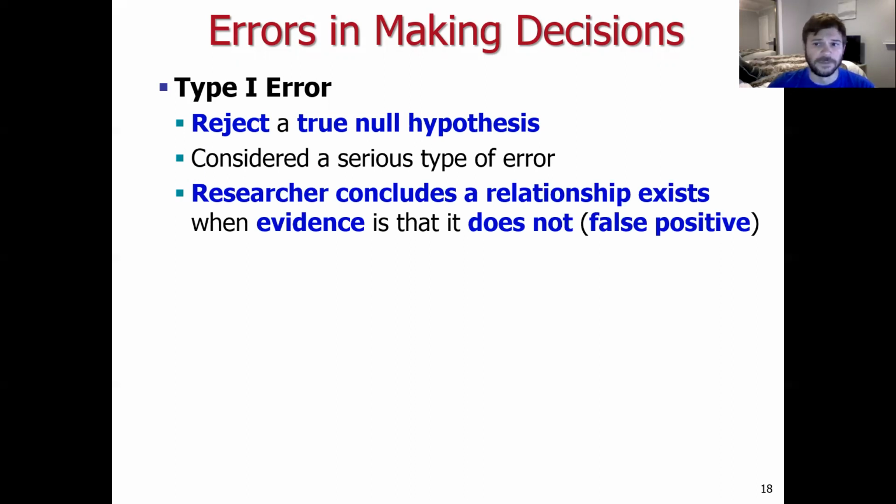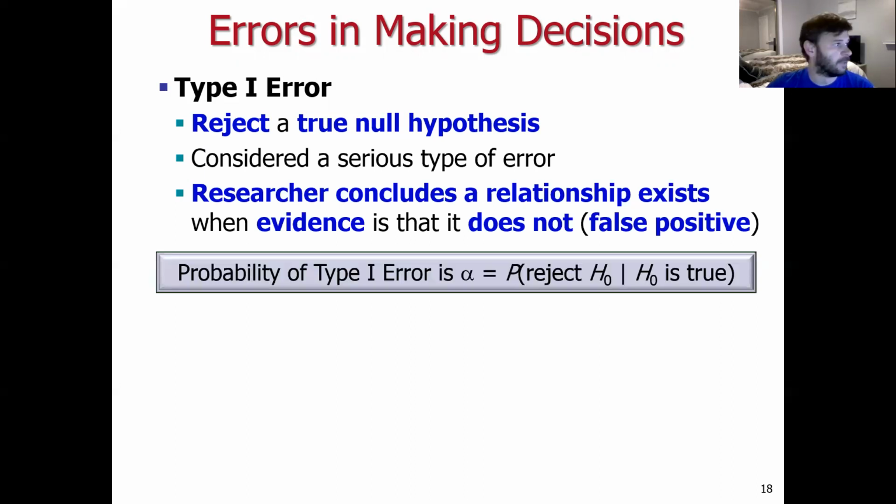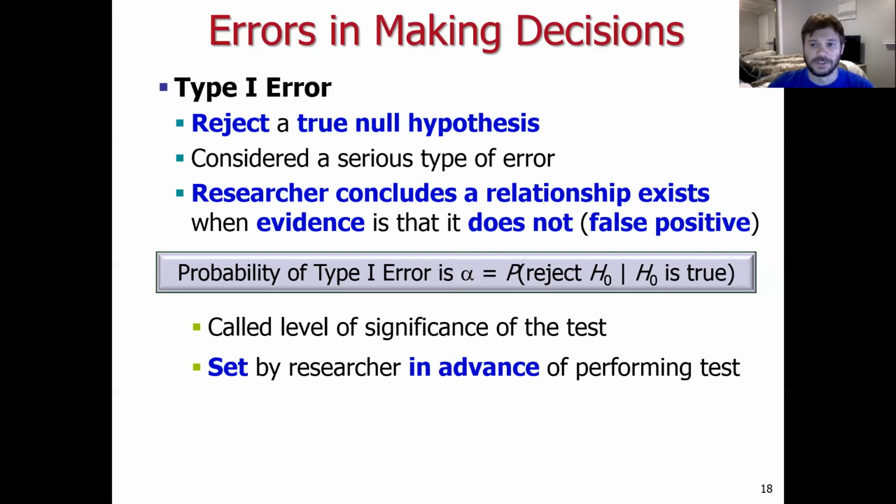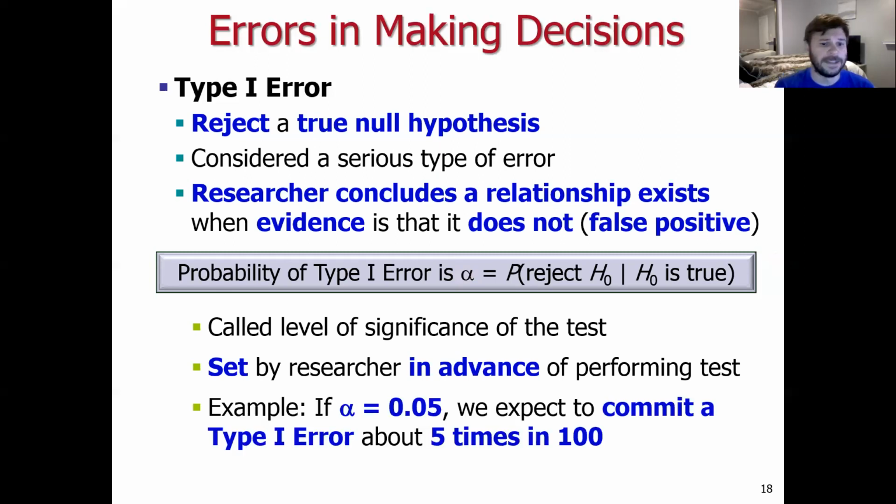The probability of observing this type 1 error, we've actually seen this before. We call this alpha, our level of significance. This is the probability we reject the null hypothesis by mistake, given that the null hypothesis is actually true. And again, this is the level of significance of the test that we're going to be using, and it is set by researchers in advance of performing a test. So for example, if we were using a level of significance of 5%, that means we would expect to commit a type 1 error about 5 out of 100 times running the particular hypothesis test from the resampling process.